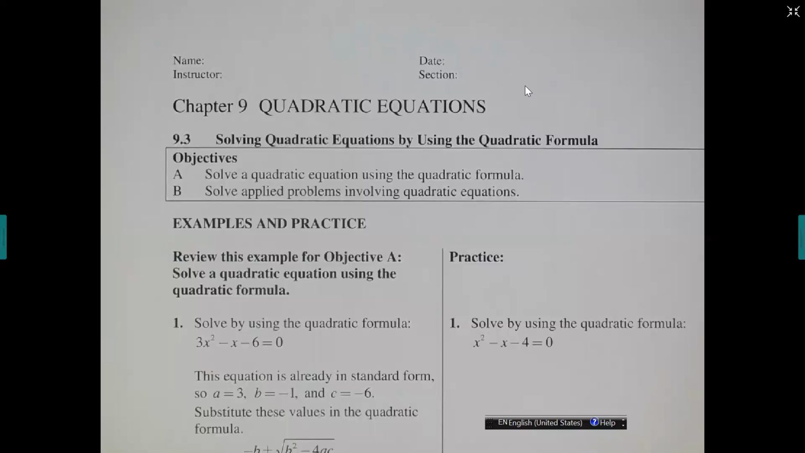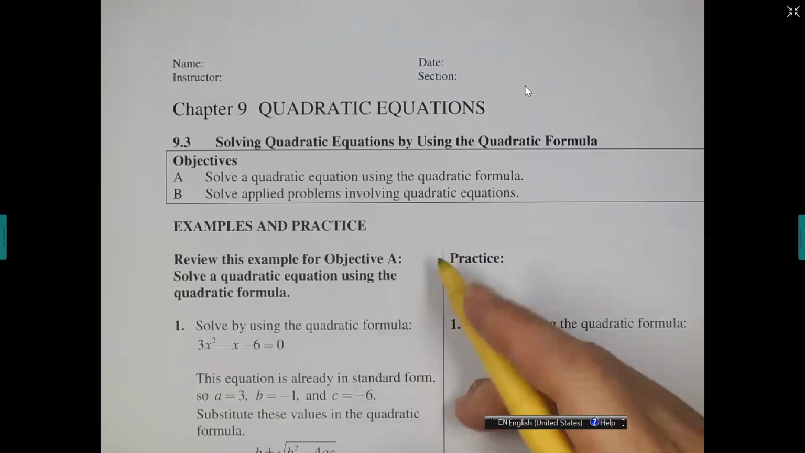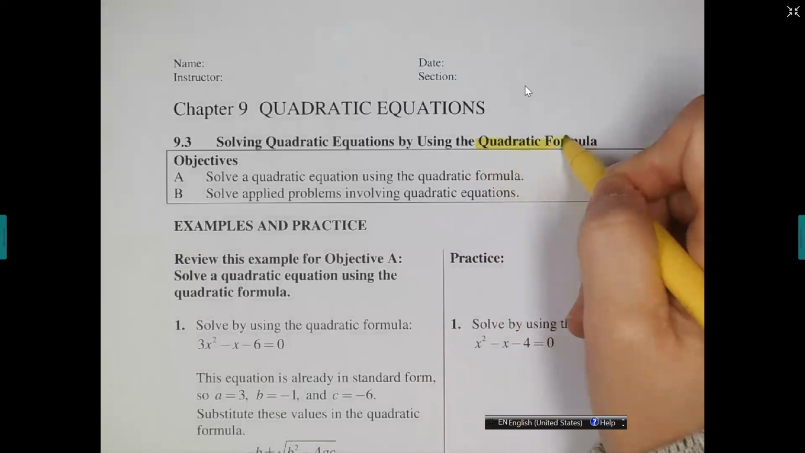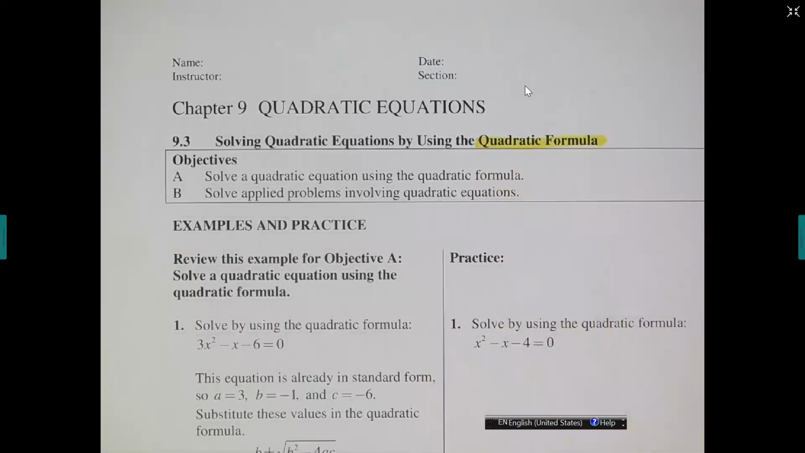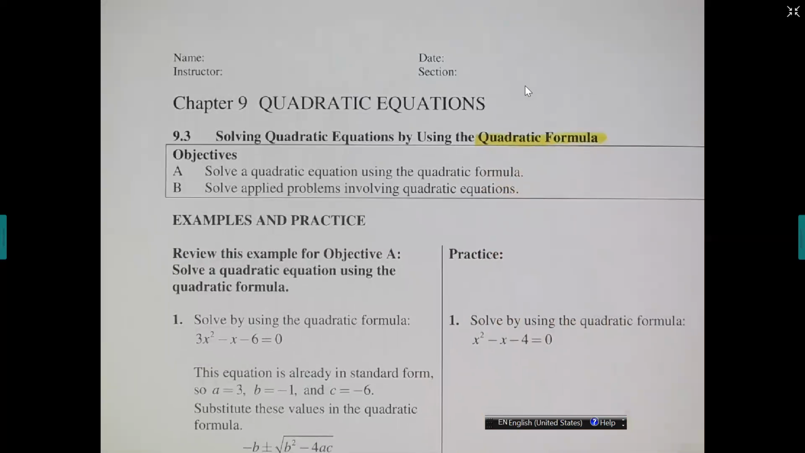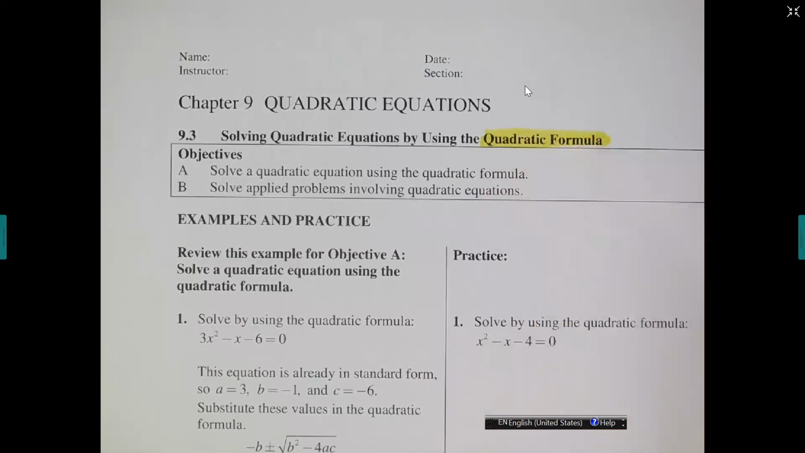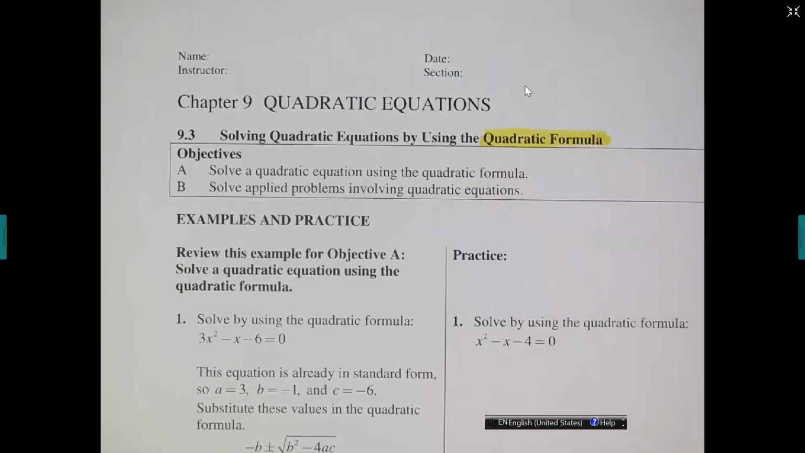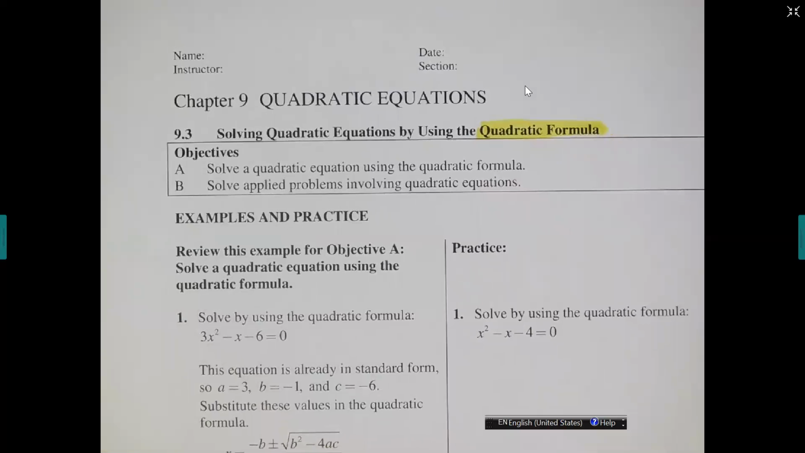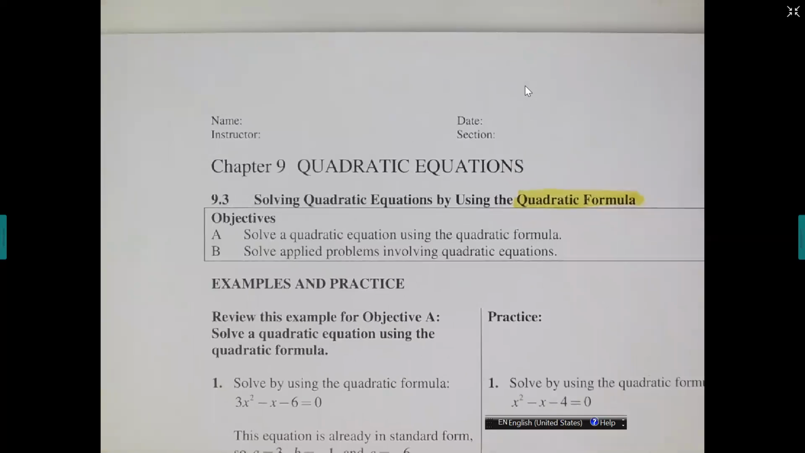What we are going to do now is learn a very, very important formula in mathematics. It is called using the quadratic formula method to solve any quadratic equation. I highlighted this terminology here. What is the quadratic formula? It's like a recipe. It is a formula we can just apply to any quadratic equation.